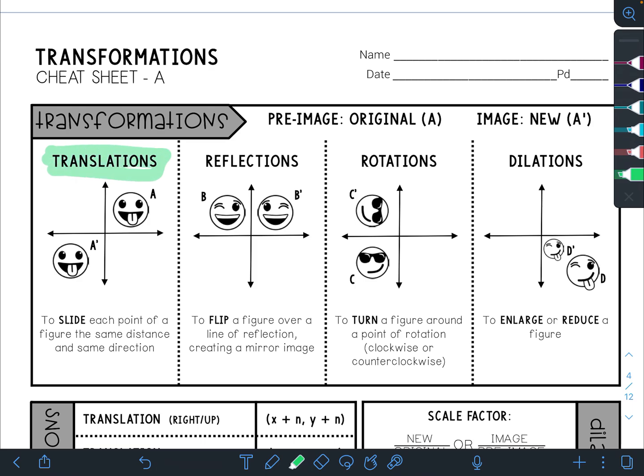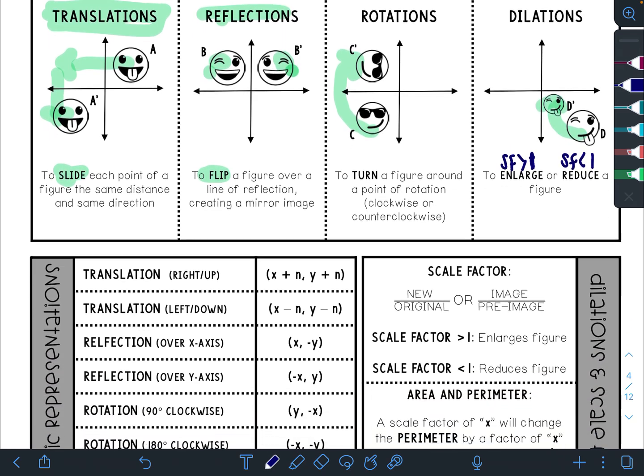Down here with transformations, this shows each one of the transformations. Our translation, like I said, slides. So this one slid to the left, and then it slid down to get to my new one. A reflection means that it just flipped over. So I take one and it flips over to the other side. Notice that the little winky part of the smiley face is there. Rotations turn the figure. Notice how this turned up to that. And then dilations either enlarge or reduce the figure, and notice that it reduced. For it to enlarge, my scale factor has to be greater than 1. For it to reduce, my scale factor is less than 1.